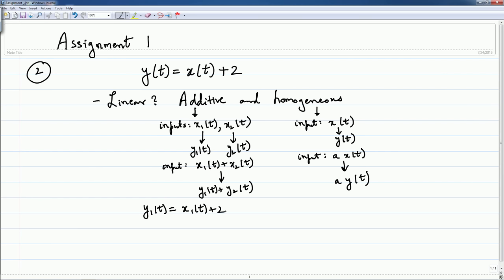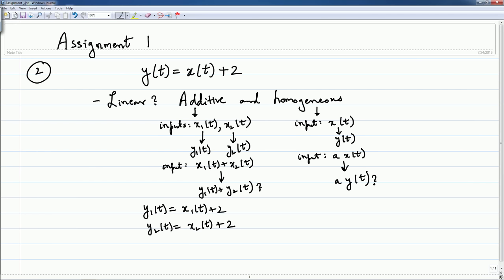If x1 of t is the input, how do I find what the output is? You plug in x1 of t instead of x of t in the input output relationship, and the answer you get is the output. Likewise, y2 of t is going to be x2 of t plus 2. I put question marks here because these things may not be true. I have to check if these two are true or not.